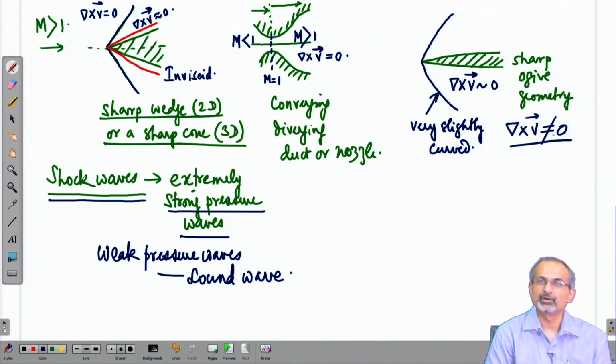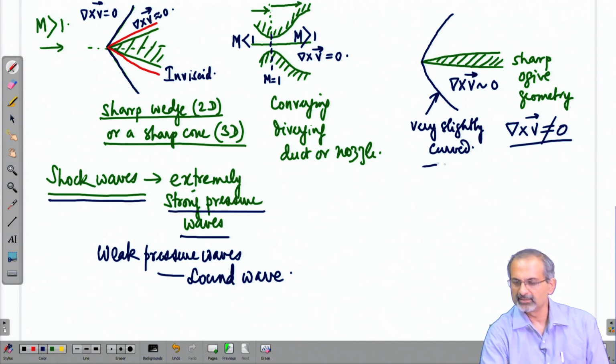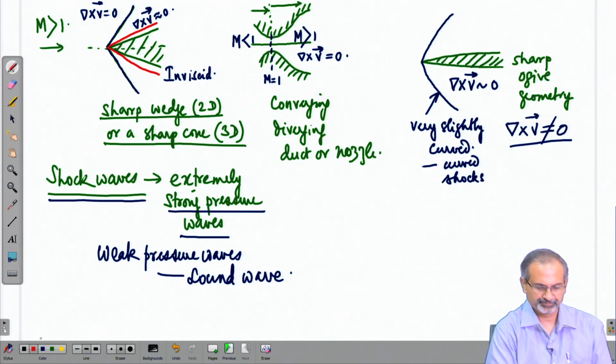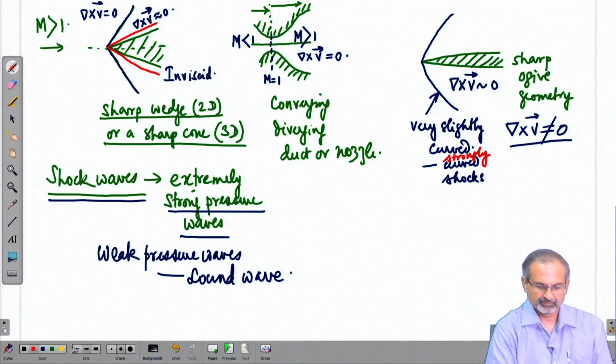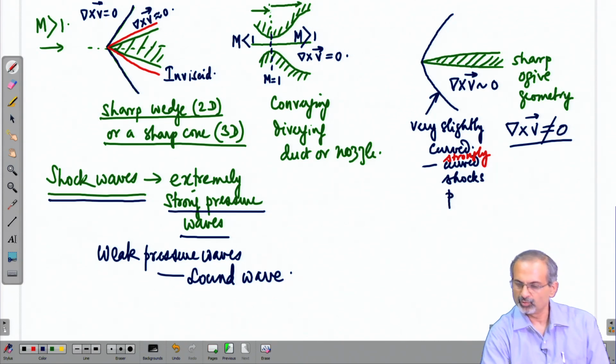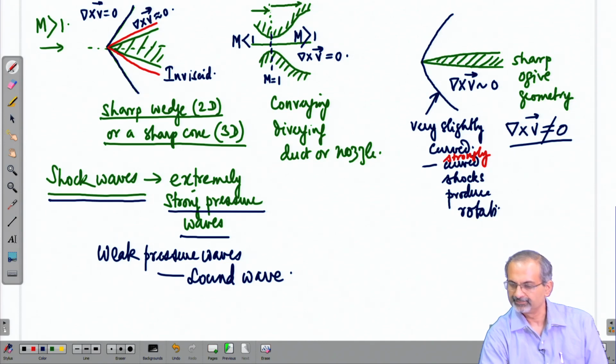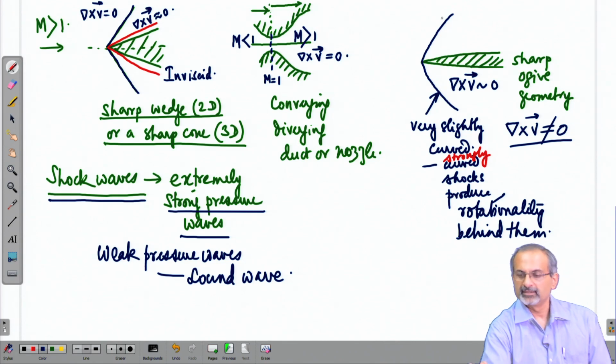That means the flow will become rotational, which means curved shocks or strongly curved shocks produce rotationality behind them. Behind in the sense that rotationality is produced downstream of the shock.